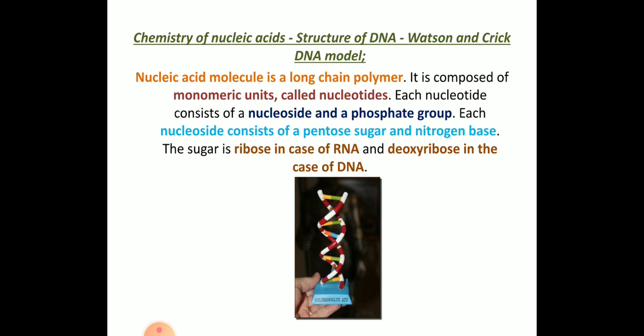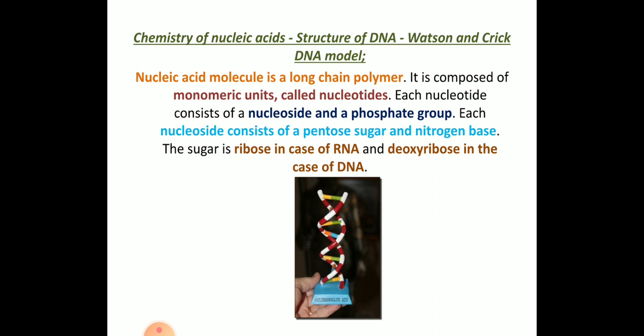The double helix model was proposed by Watson and Crick. A nucleic acid molecule is a long chain polymer, composed, as we have discussed, of monomeric units called nucleotides. Nucleotides consist of a nucleoside and a phosphate group. Due to the presence of phosphate, the acidic nature comes, and only then do we call them nucleic acids.